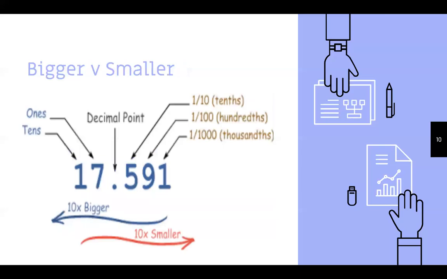So bigger versus smaller. This is just another way of seeing it, because I just want to hound down on the point that to the left it gets 10 times bigger, and to the right it gets 10 times smaller. If you want to take one thing away from these decimals, it's understanding that. It's understanding that 0.5 is 5/10, that 0.09 is 9/100, and that 0.001 is 1/1,000, and that whole thing combined is 591 over 1,000.